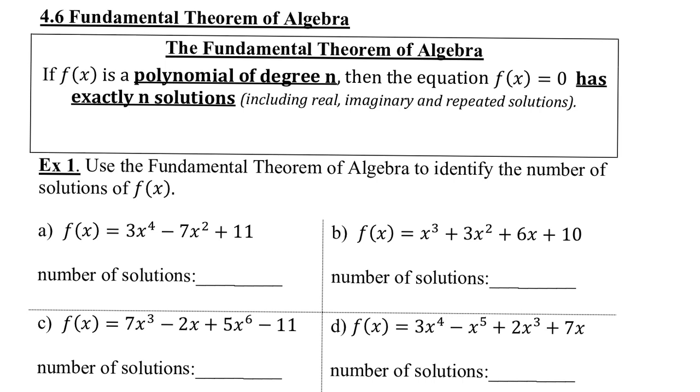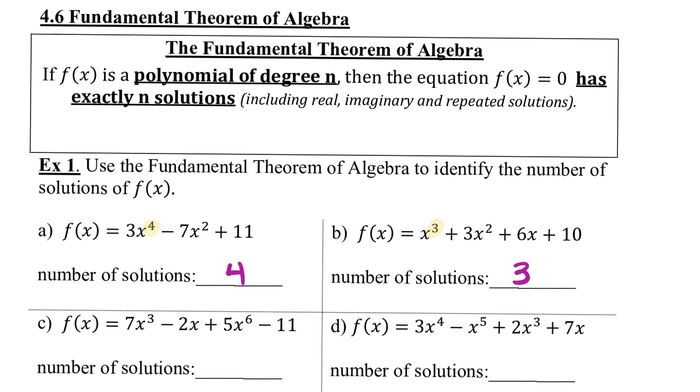This is f of x equals 3x to the fourth minus 7x squared plus 11. The degree of this polynomial is 4. So this should have 4 solutions. Easy, right? Okay. B, f of x equals x cubed plus 3x squared plus 6x plus 10. The highest exponent is x cubed, so this is going to have 3 solutions. Okay, for C, f of x equals 7x cubed minus 2x plus 5x to the 6 minus 11.